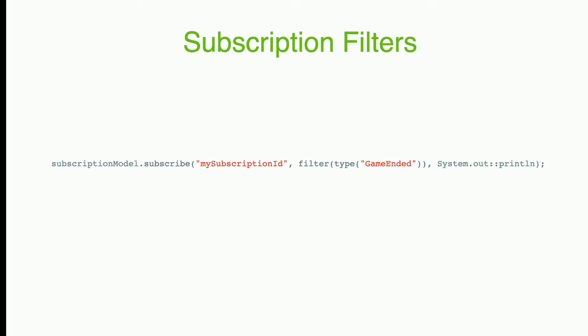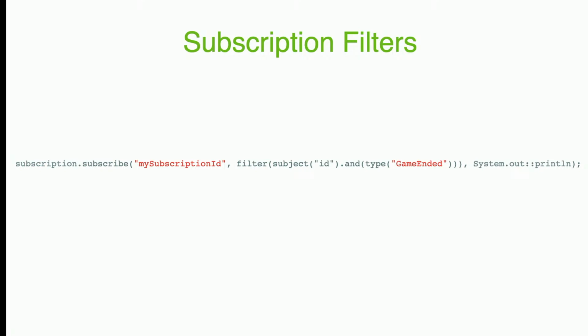Then you can also specify filters, and this is enabled because we know, even in the database, that we have CloudEvents. So we can use this little API or DSL to construct filters. We're not interested in all events. We're only interested in events that have type, and this type comes from the CloudEvent specification, type game ended. Then we only get game ended events.